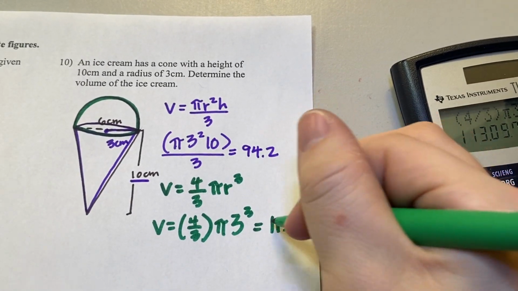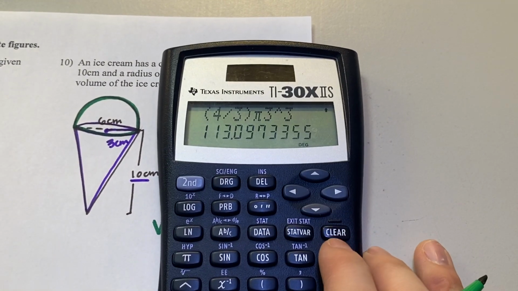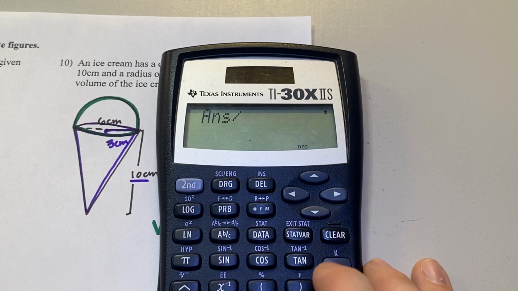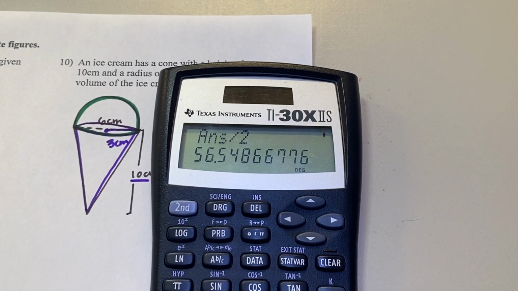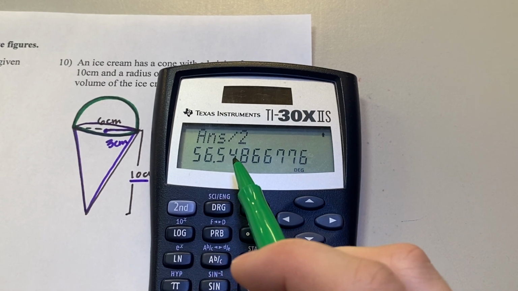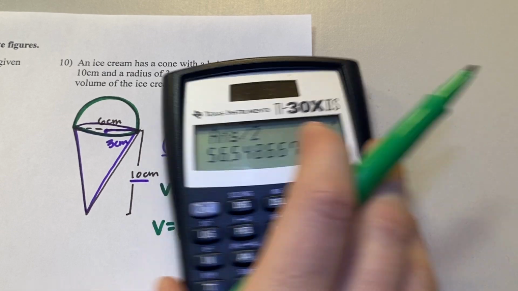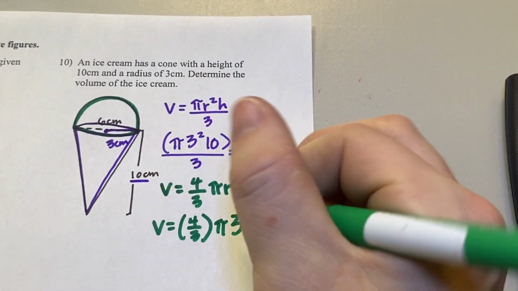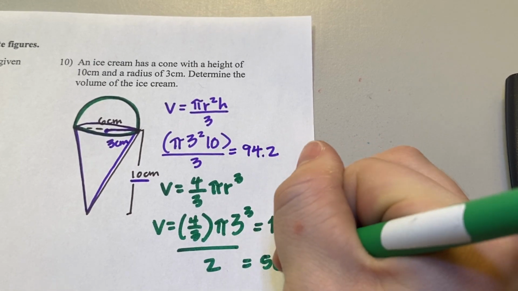So we had 113.1. Actually, we'll just not even round it yet. We'll take that whole decimal in my calculator and just click divided by 2. It's as easy as that. Enter. Is the 4 behind my 5 going to bump it up or keep it a 5? Keep it a 5. 56.5.